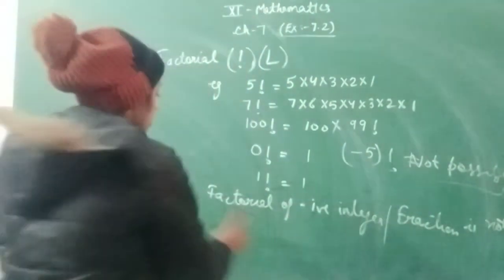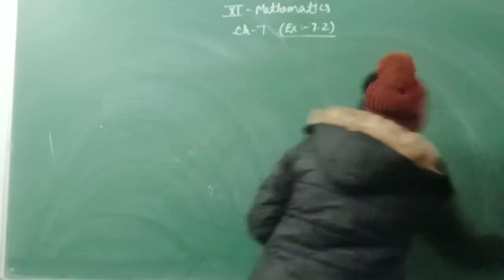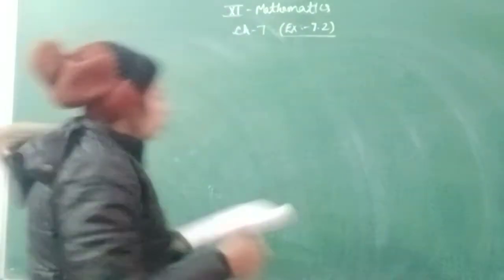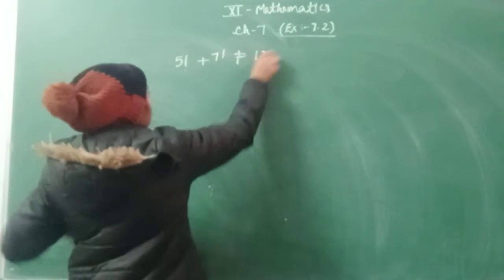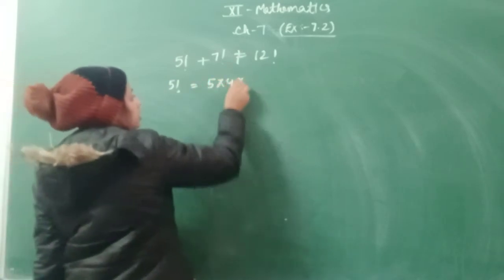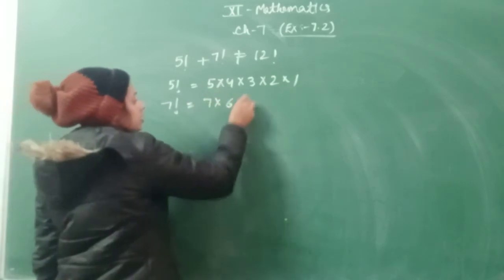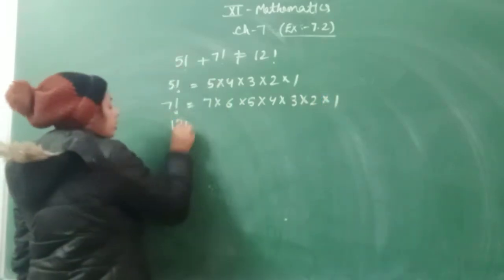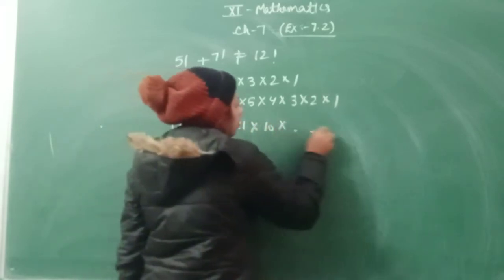Now come to the exercise. This is the whole basic. I just take the first question. It says you have to show that 5 factorial plus 7 factorial is not equal to 12 factorial. Firstly, you solve 5 factorial, that is 5 into 4 into 3 into 2 into 1, and then solve 7 factorial, that is 7, 6, 5, 4, 3, 2, 1, and 12 factorial like this, 12 into 11 into 10 into up to 1.